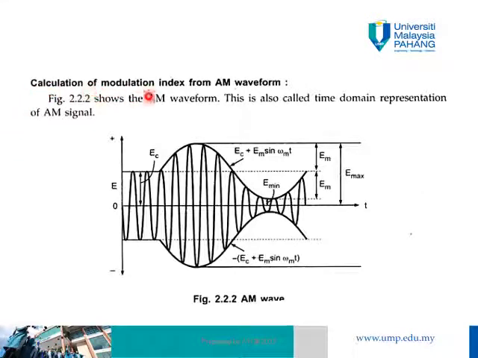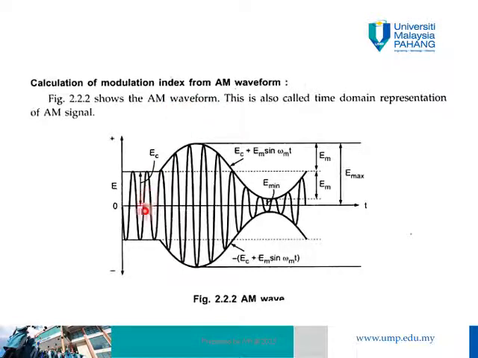Calculation of the modulation index from the amplitude modulated envelope waveform. So this is the envelope. From this envelope we can calculate and derive the modulation index. These are the values of each parameter in the equation: modulating signal, carrier signal, and amplitude modulated waveform.